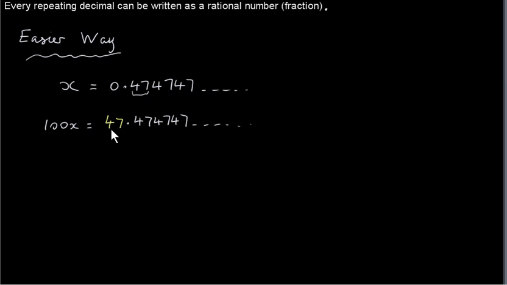Then what we do is we take this second equation and subtract this top equation from it. You can do that because x equals this, so we're subtracting the same thing from both sides of this. 100x minus 1x is 99x. 47.47 recurring minus 0.47 recurring is 47. So that leads us to the fact that x must be 47 over 99. So this is a much easier way.